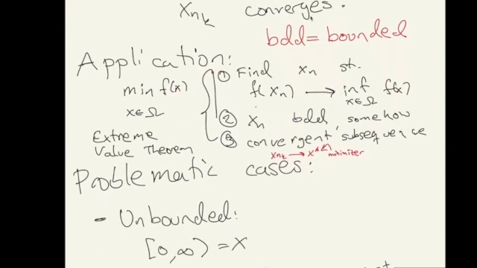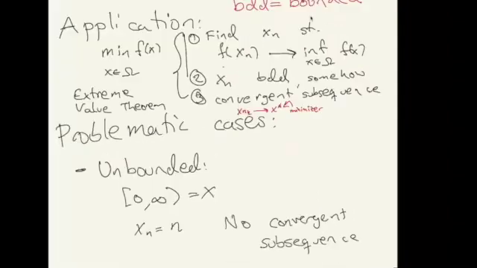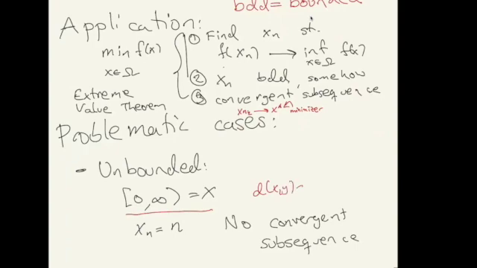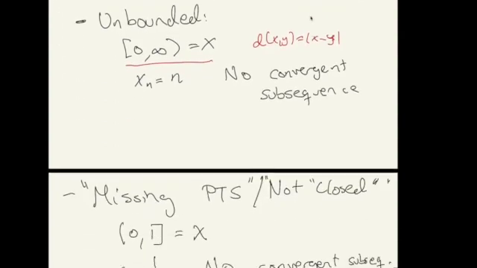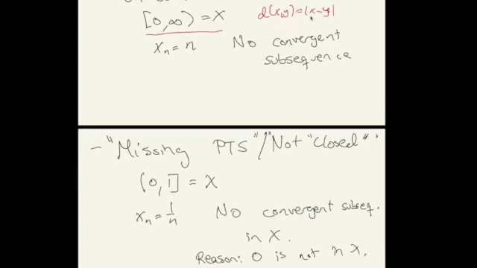Now, indeed, let's discuss problematic cases for when the limit may not exist. Well, the first issue is with unbounded spaces. So even if we don't take the entire R, we could take the non-negative real numbers with the usual distance. Then if we take xn equal to n, there's no convergent subsequence. So this is one of the issues.